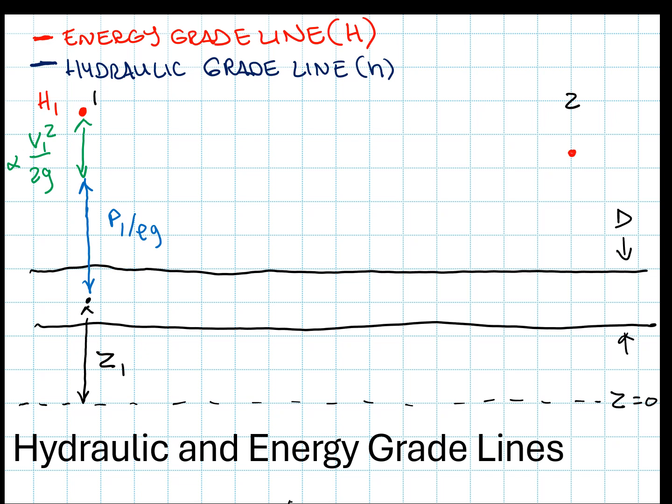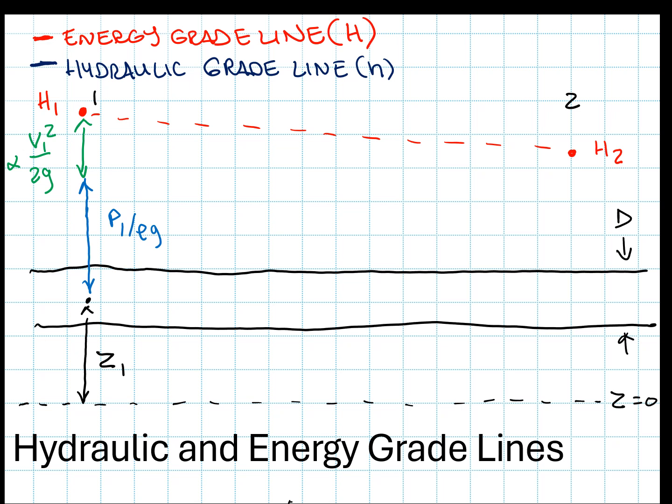Now, if I think about doing the same kind of estimate at point 2, I know that my H2 has to be a little bit lower than H1. Why is this? Well, I know that as my fluid is flowing along the pipeline, just a little bit of that energy is being lost to friction as it flows along. And so my total energy grade line between 1 and 2 is going to have this downward slope.